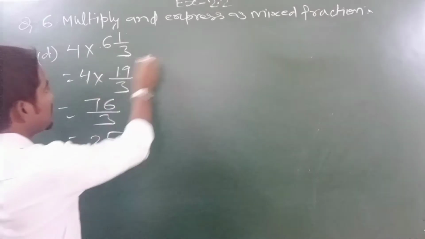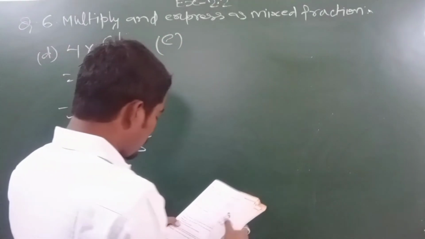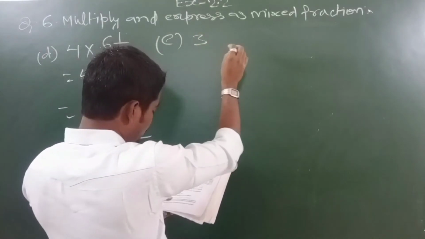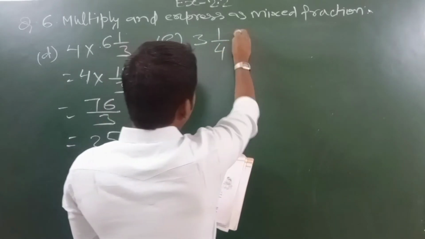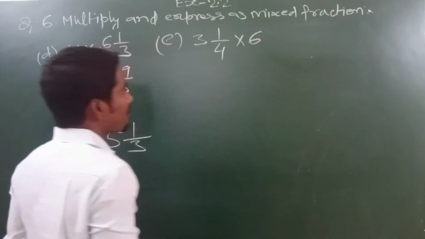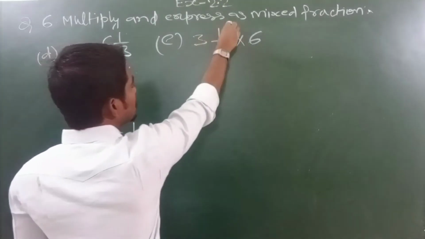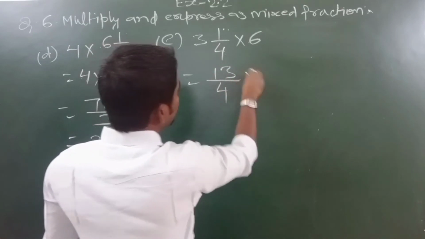Okay, so similarly we will have next segment E segment. What is E segment? 3 here. Now first it has been given the mixed fraction 3 and 1 upon 4 into 6. Okay, so let it be. Again first we will convert it into fraction. So 4 3s are 12 plus 1, 13 upon 4 into 6.